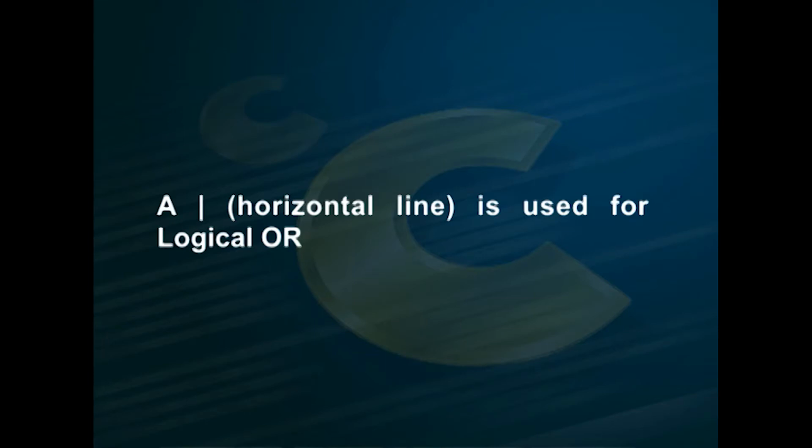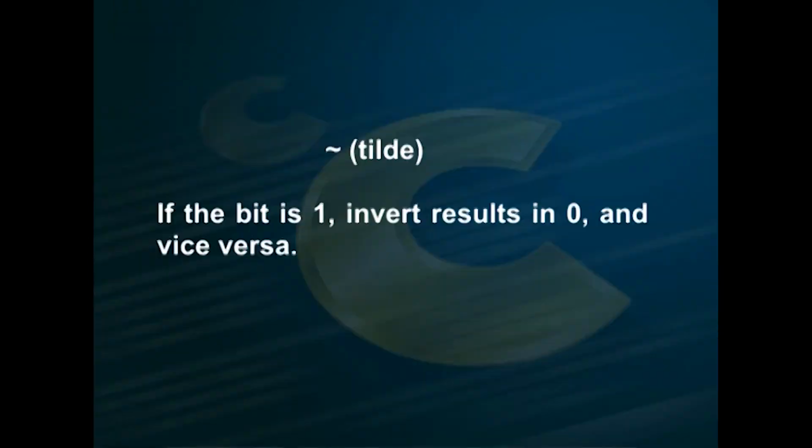A vertical line is used for logical OR. If at least one of the 2 bits is 1, the result is 1. Caret is used for logical XOR. If exactly one of the bits is 1, the result is 1, otherwise the result is 0. These 3 are binary operations. In addition to these, we have a unary logical invert operator, tilde. If the bit is 1, invert results in 0 and vice versa. Let us see one example program.